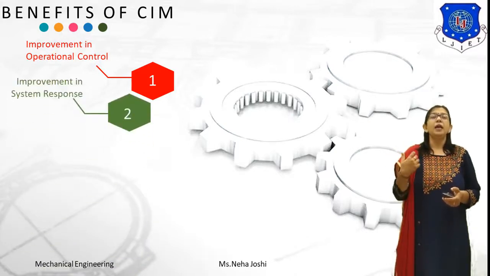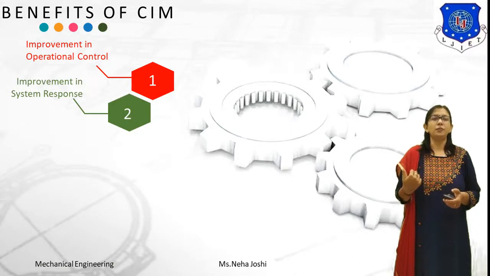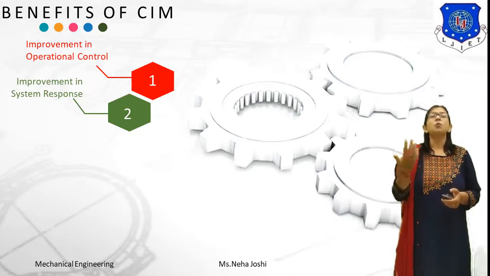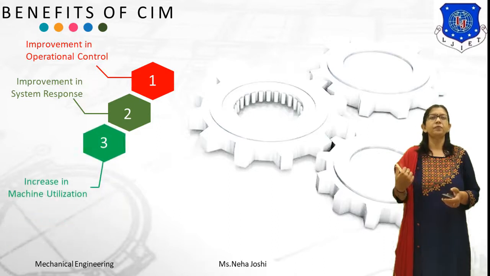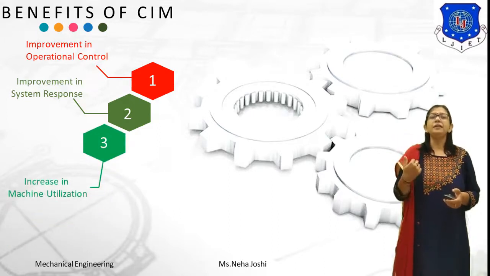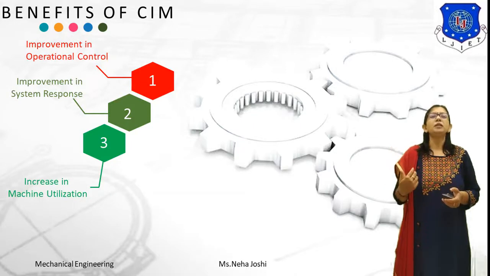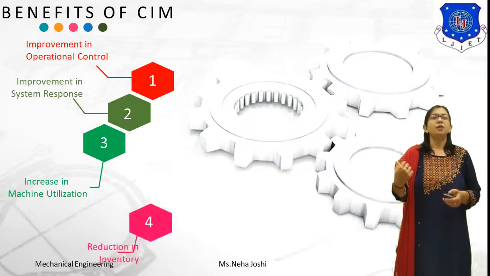Next benefit is improvement in system response. Now CIM improves the system response to various types of changes, delays and failures like product changes, process changes, material supply delay, machine failure and cutting tool failure. Now third benefit is increase in machine utilization. CIM increases the machine utilization by reducing machine setup time and automating the machining and handling process.